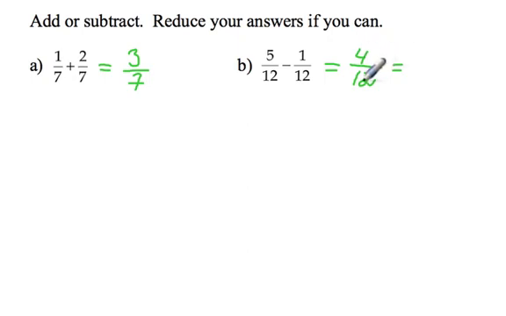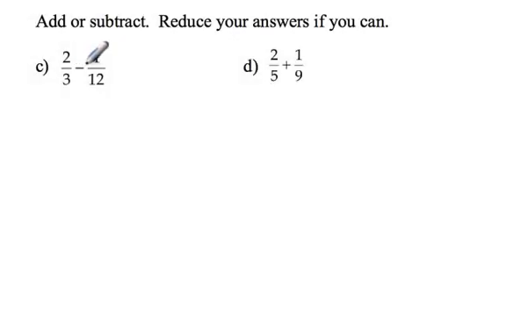Both 4 and 12 divide by 4. So 4 divided by 4 is 1, and 12 divided by 4 is 3. So 4/12 is a correct answer, but the answer in lowest terms is 1/3.